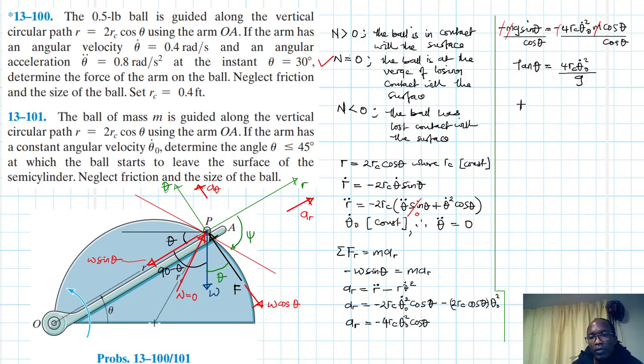Therefore, our theta is just going to be equal to tan inverse of 4 rc theta dot naught squared divided by the acceleration due to gravity. I think this is about it. This is really about it. We have found the expression that governs theta, at which the ball starts to leave the surface.